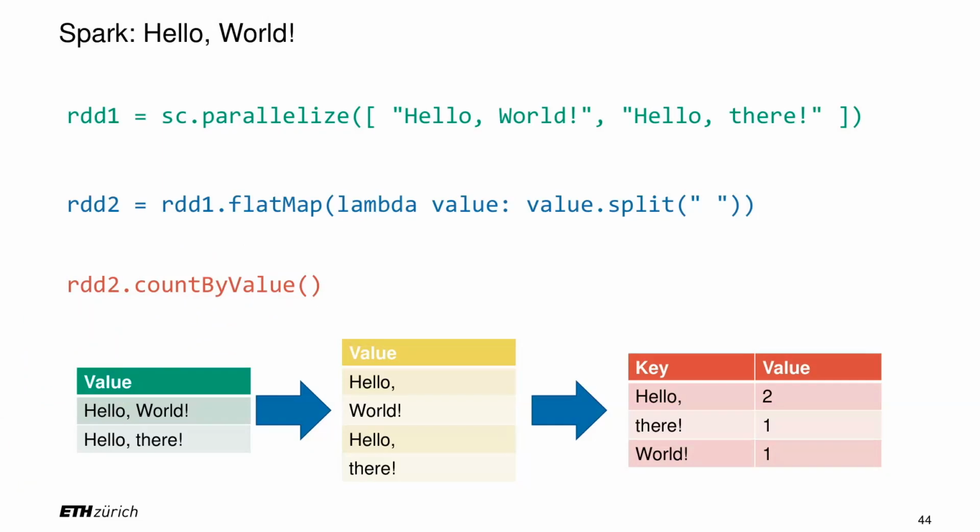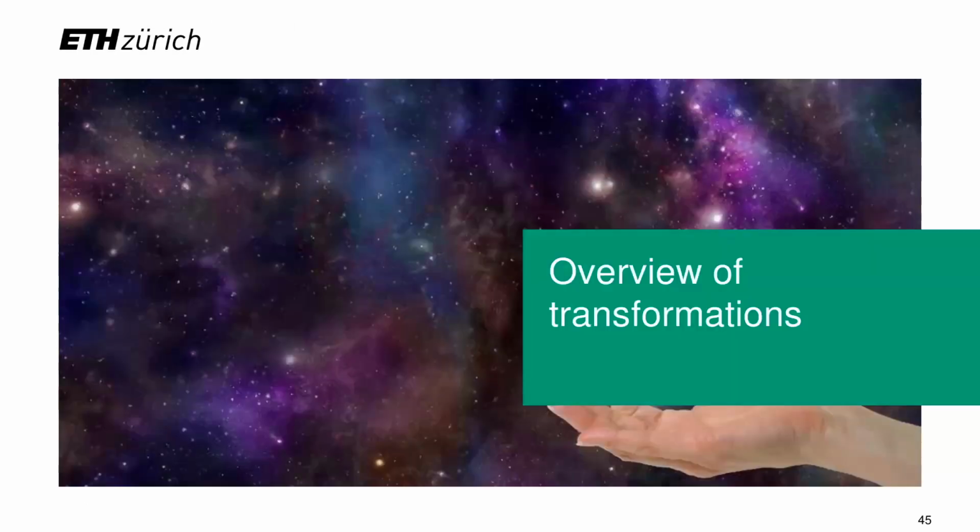In practice, there are many, many more transformations, actions, and ways to create RDDs. And a program can be much more complex than that, because this actually is very simple, right? If you draw the graph here, there's only 2 RDDs, right? So it's a very simple DAG. But in practice, that can be much more complex than that.